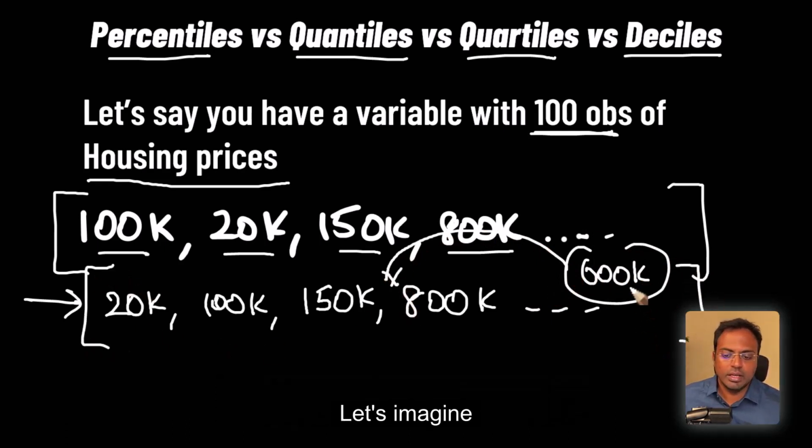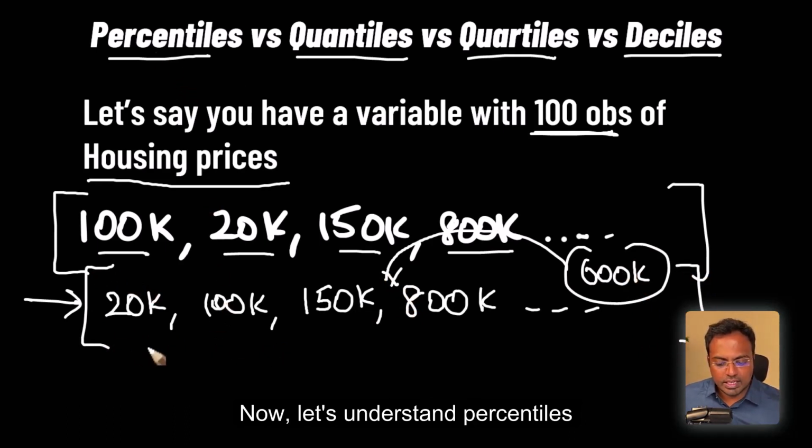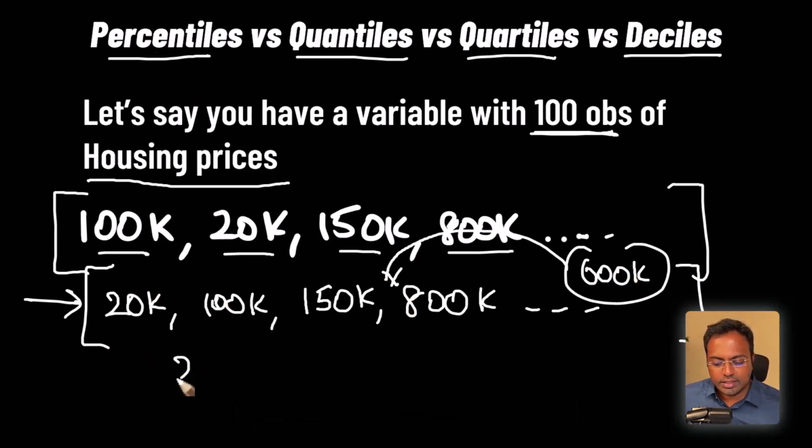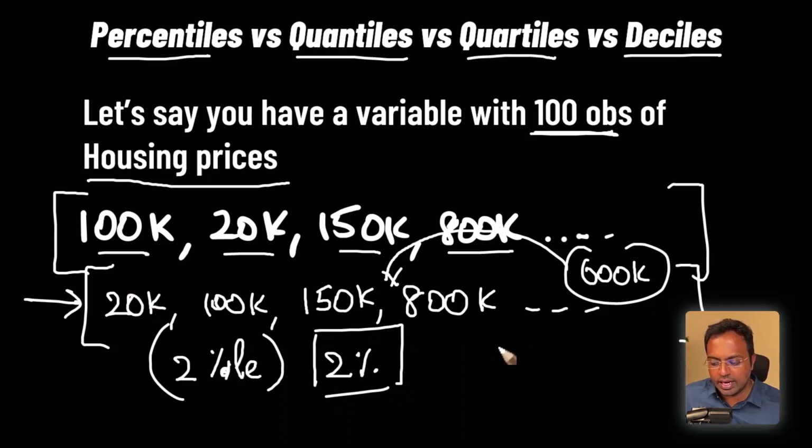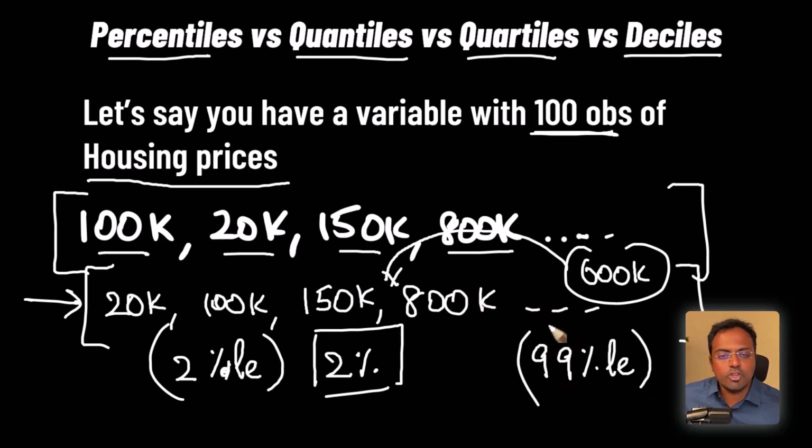Now let's understand percentiles. How would you get the second percentile out of this data? The second percentile would be the value which has 2% of values in this data lesser than that particular value. That is what percentiles mean. Likewise, 99th percentile means 99% of values will be lesser than that particular value.